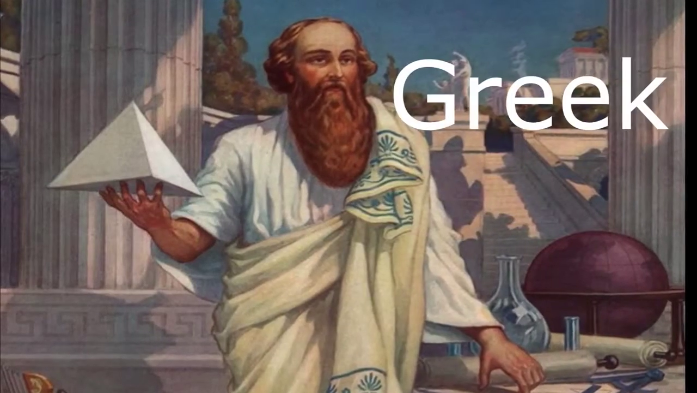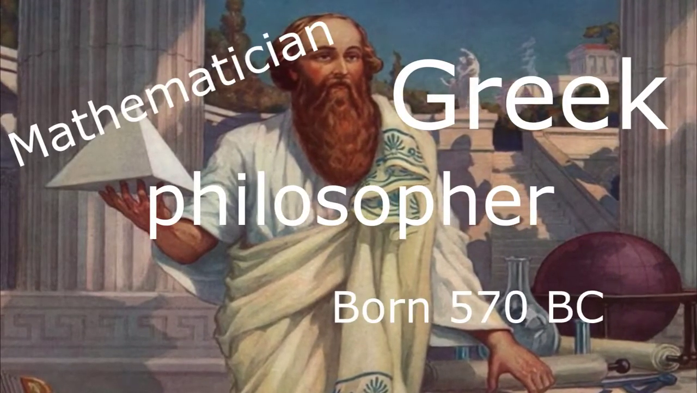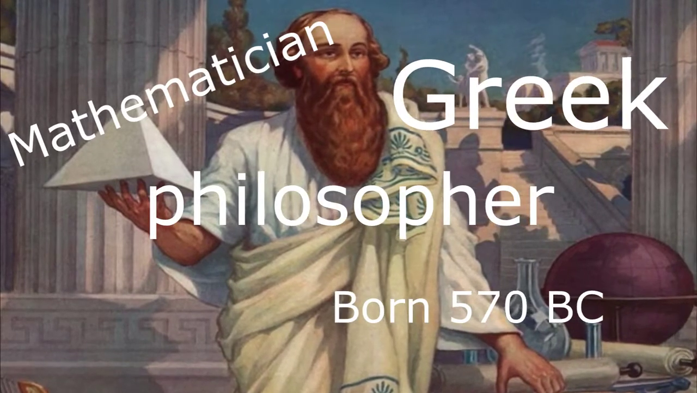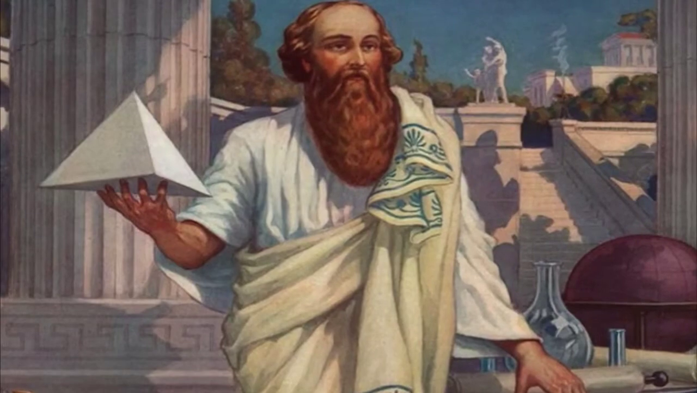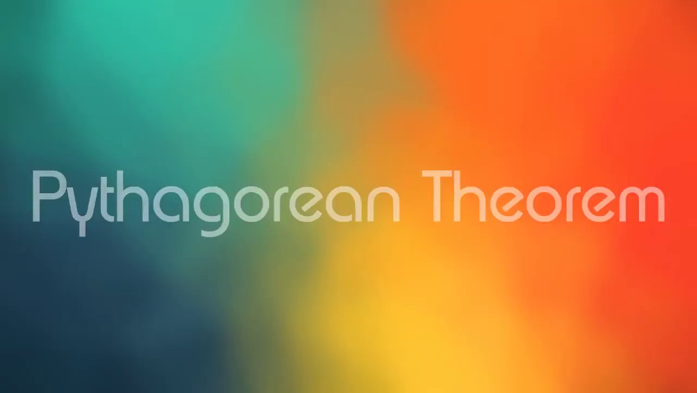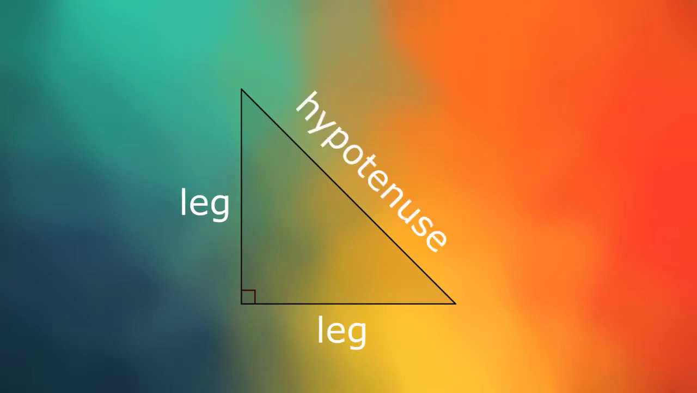Pythagoras was a Greek philosopher and mathematician, born 570 years before Christ. Pythagoras has commonly been given credit for discovering the Pythagorean theorem. All right-angled triangles have two legs and another side called the hypotenuse. The hypotenuse is always opposite the right angle and therefore also the longest side.